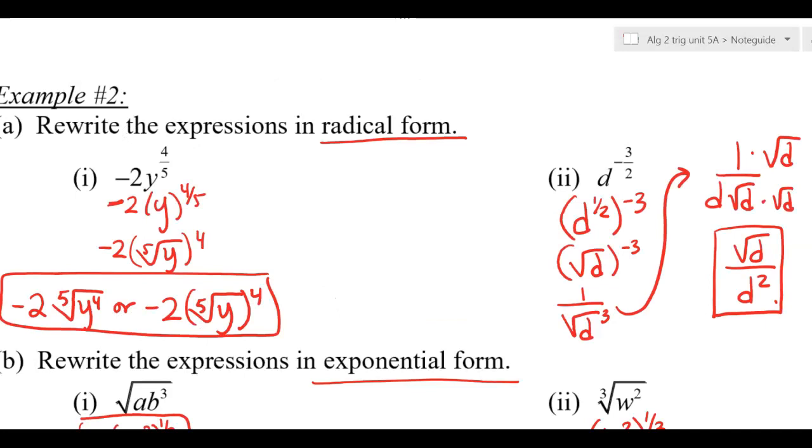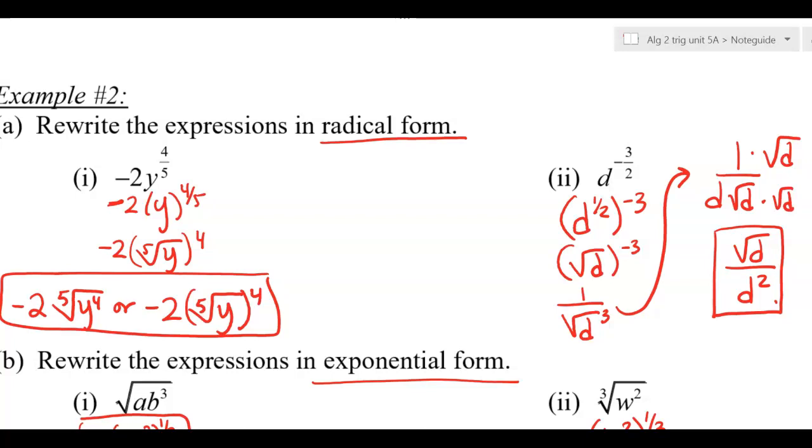All right, so rewriting the expressions in radical form. So Part A here had two expressions. They both had exponents, and I'm rewriting them in radical form. So first, I want you guys to understand this 4/5 as an exponent is only attached to the y, not to the -2, because there wasn't parentheses grouping them together. So the exponent is only attached to the base that's immediately next to it, unless there are parentheses indicating that it's attached to multiple bases.